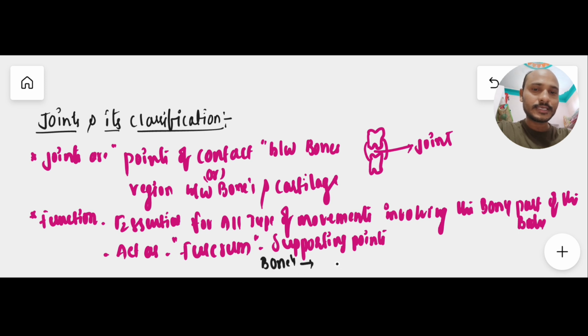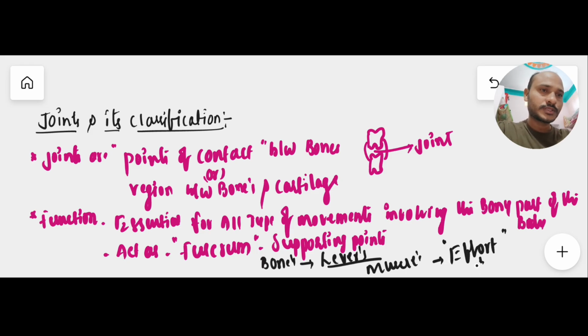Bones act as levers, meaning they are rod shaped and support the weight. Muscles are known as effort. Here effort means the contraction of muscles for movement. So this effort is by the muscles, levers are by the bones, and the fulcrum is by the joints.